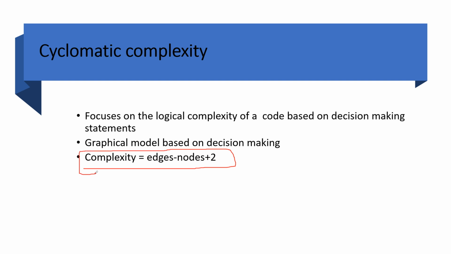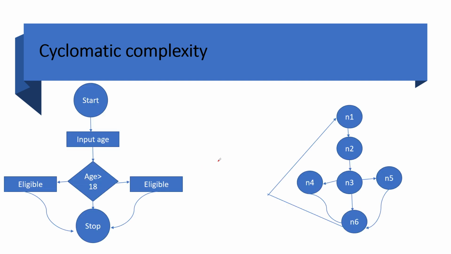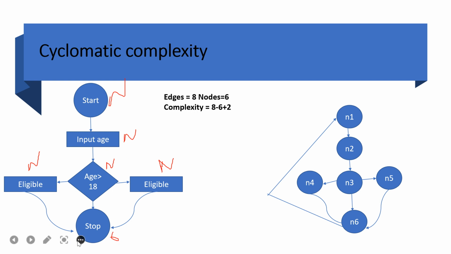So to find out that, the complexity will be edges minus nodes plus 2. I'll show you here. For the same example, this will be node 1, this will be node 2, then node 3, node 4, node 5, and node 6. So they are calculating how many nodes there are.